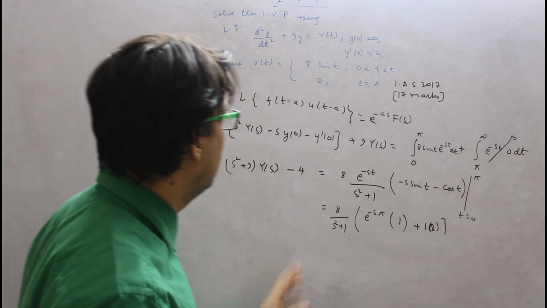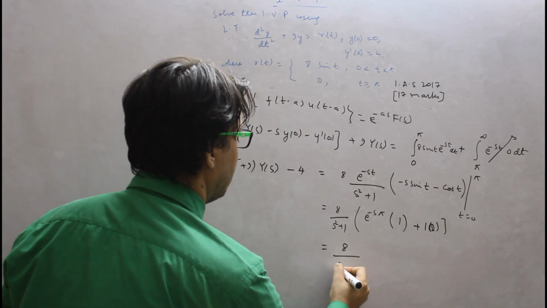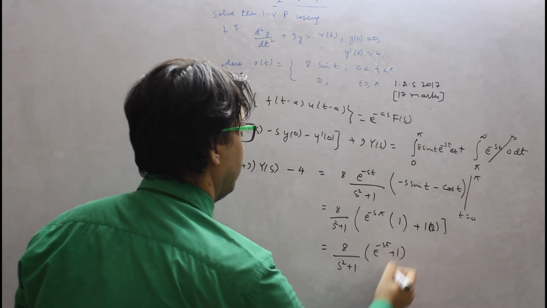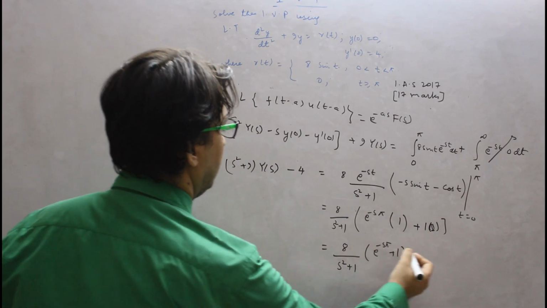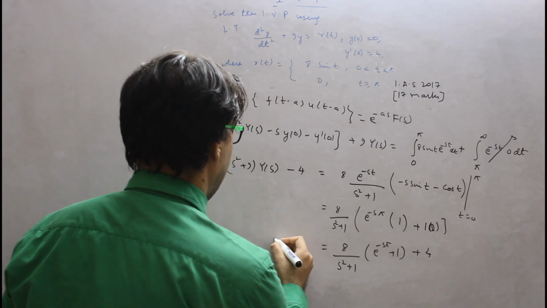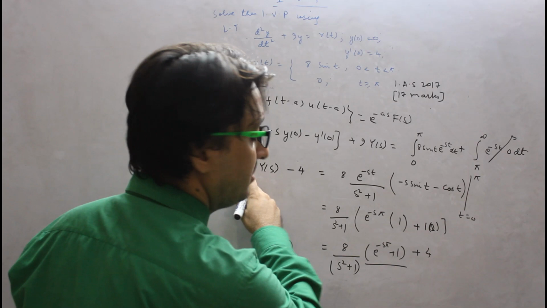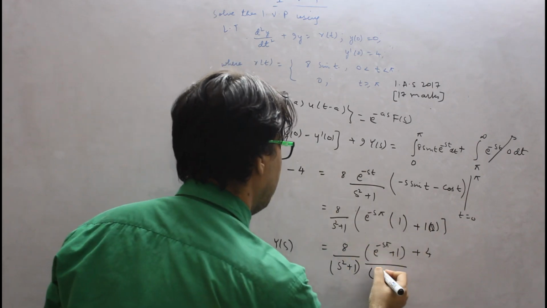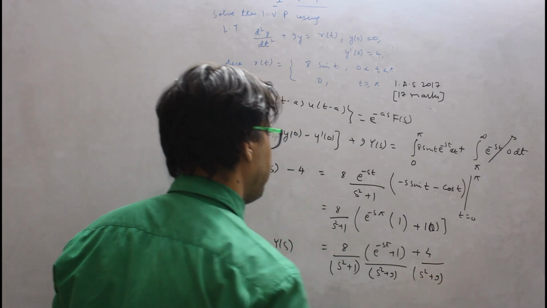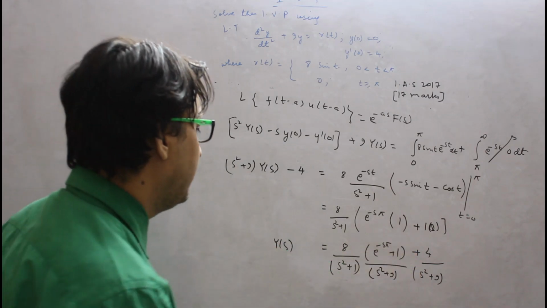So we have got the value. So with this we can write as 8 times s square plus 1 e to the power minus s pi plus 1, and we can take the minus 4 on this side, so this will become 4, and we can straight away write like this. If we take this denominator, in denominator it becomes s square plus 9 plus s square plus 9. Now our job is to finally decompose this and find the answer.